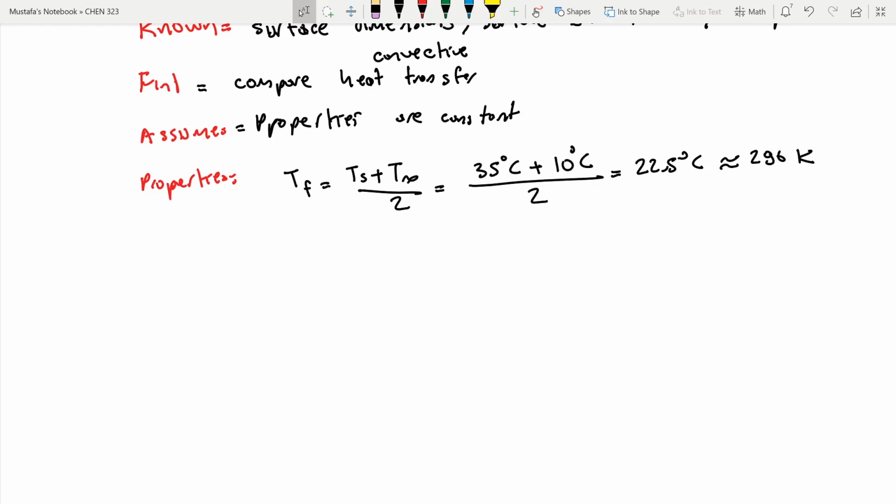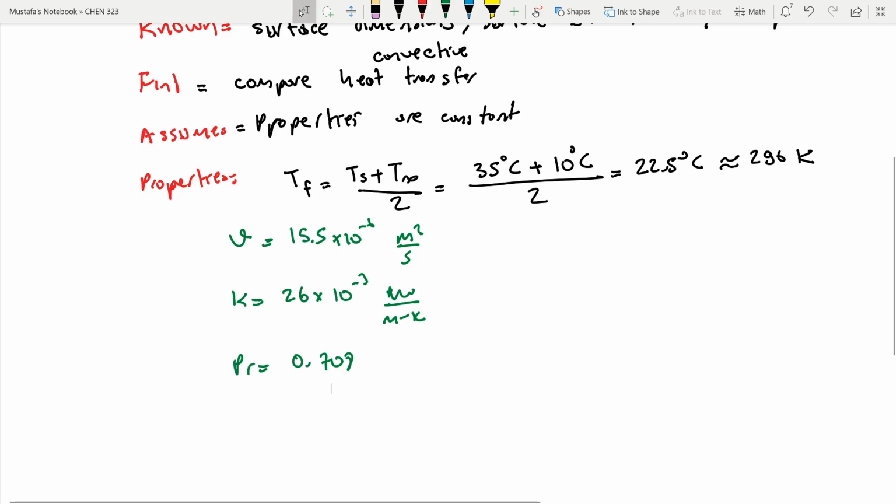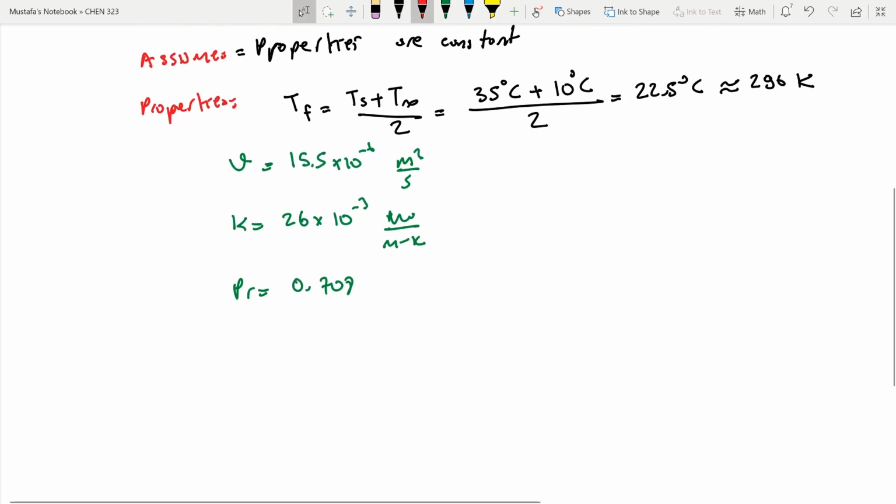Okay, so now I need to look up the properties, or interpolate at this particular point. The kinematic viscosity at 296 Kelvin is 15.5 times 10 to the minus 6 meters squared per second. k is the thermal conductivity. This is 26 times 10 to the minus 3 watts per meter Kelvin. And the Prandtl number is 0.708. Okay, so these are the properties. So now we are ready to move on to the analysis.